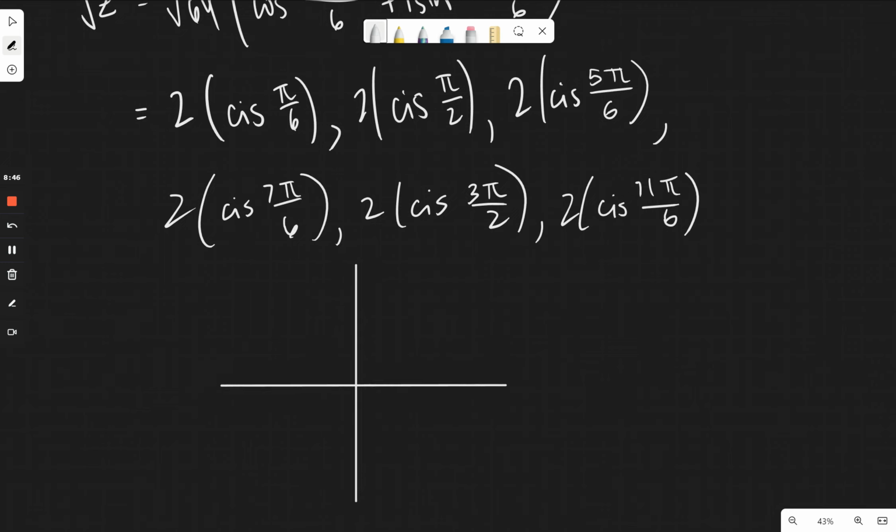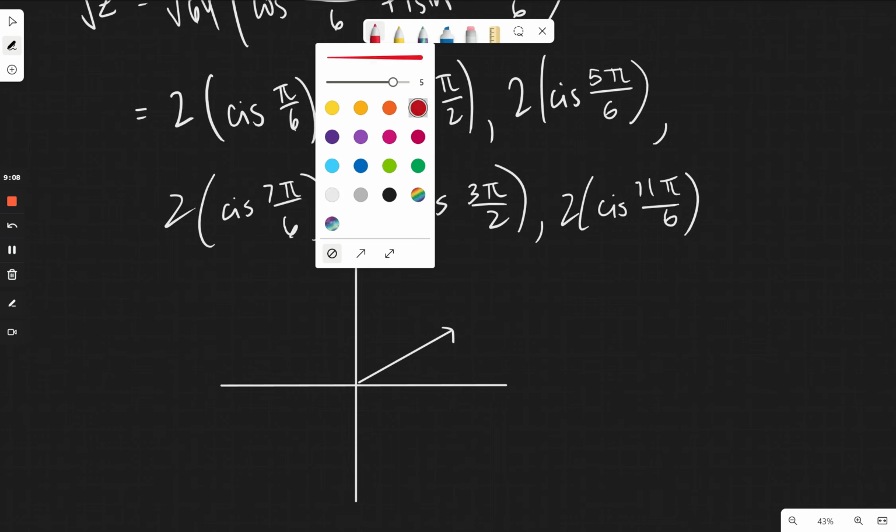So pretend this is our unit circle, okay? Just pretend there's an imaginary unit circle. I'm going to estimate the angles. So 2 is our radius for all of these angles, and 1 is cis pi over 6. So let's just say about here, okay? The other one is cis pi over 2. Actually, let's do this in a different color so it stands out.